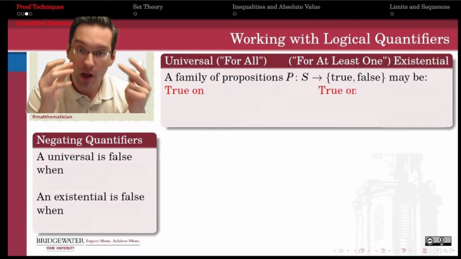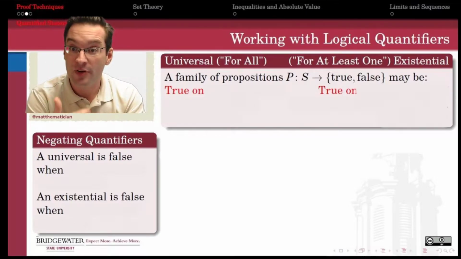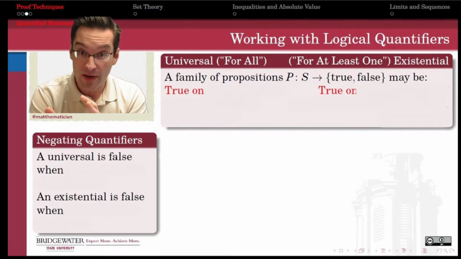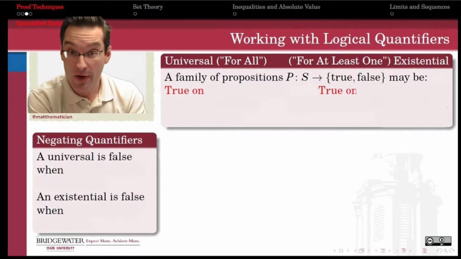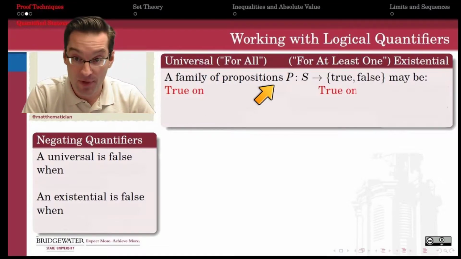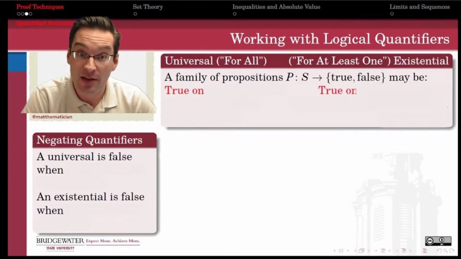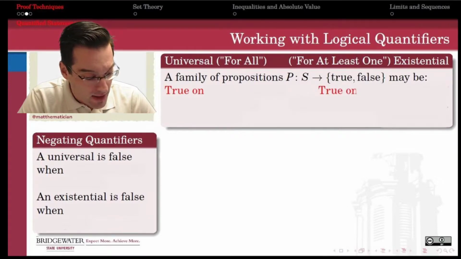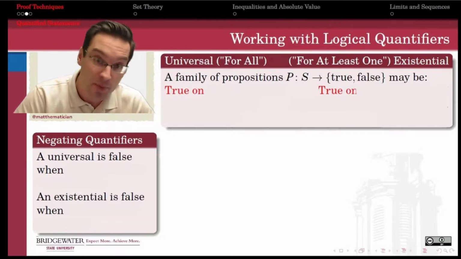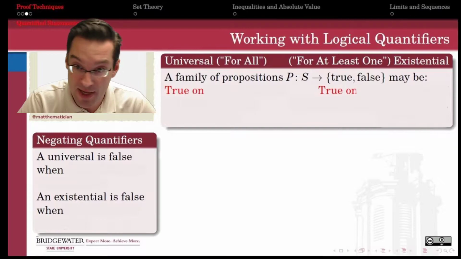So we form what are called quantified propositions. And quantified propositions come in these two different flavors: a universally quantified statement and an existentially quantified statement. The way it works is we can work with a family of propositions. I call it P, a function from a set S into the Boolean set of true and false. Here the set S is often something like the natural numbers or the real numbers or the rational numbers or something like that. So some really, really large set.